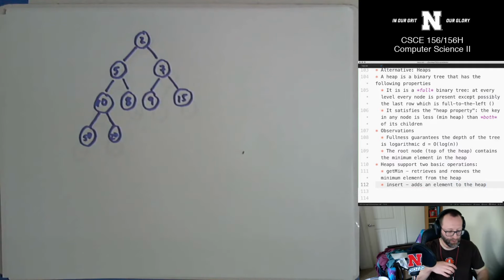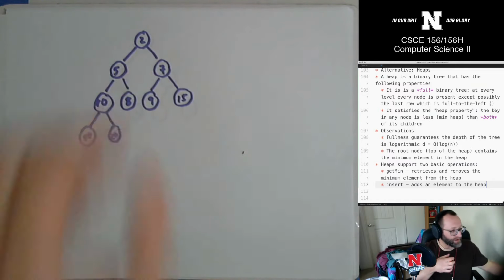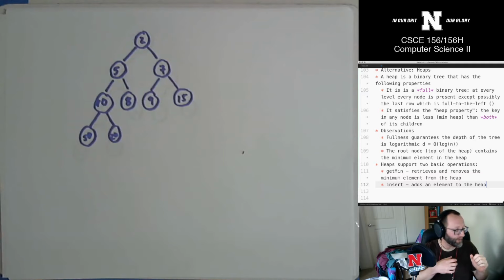With both of these, we're going to want to make sure that before and after, it remains a heap. That is, if we're going to insert something, we need to make sure the heap properties are satisfied. It has to be full, except for possibly the last row, which is full to the left. And it has to satisfy the heap property, that both of its children are greater than the node itself, for all nodes. So how are we going to achieve these, and how are we going to make sure that they are efficient?